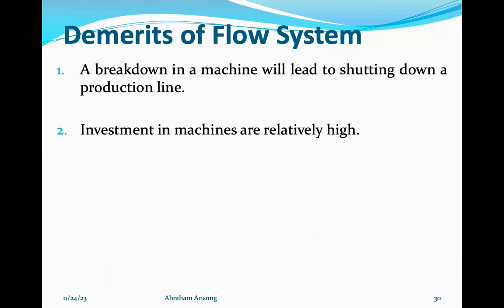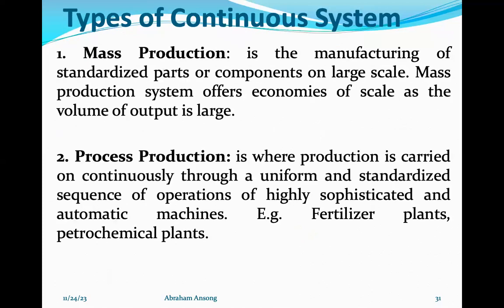And so you need to invest a lot in such machines. So types of continuous system, we have mass production. All right, so it's the manufacturing of standardized parts or components on large scale. Mass production system offers economies of scale as the volume of output is large. Under the same continuous system, we can have process production.